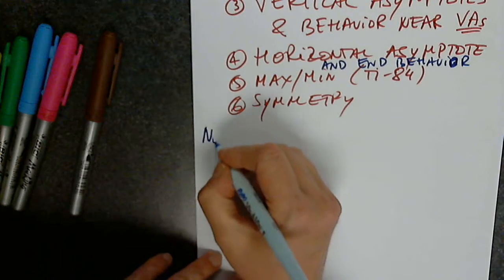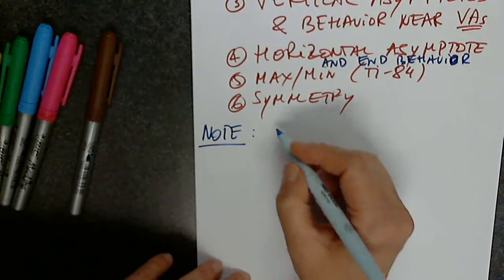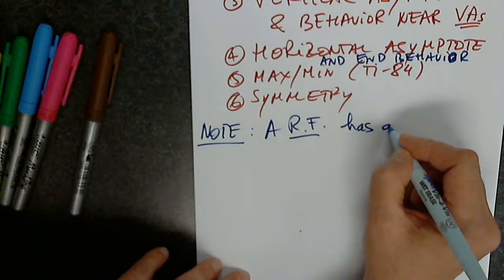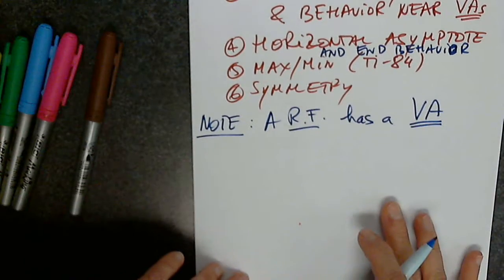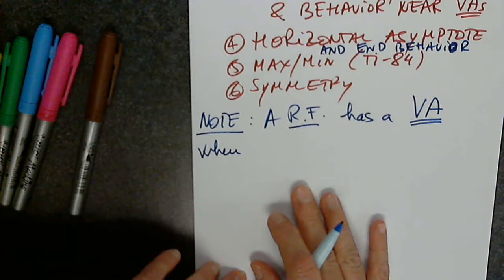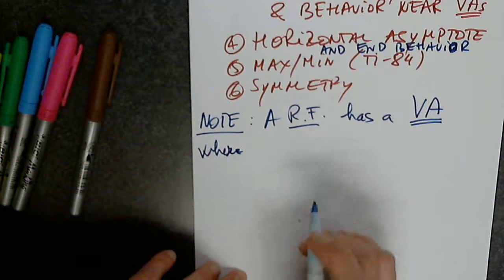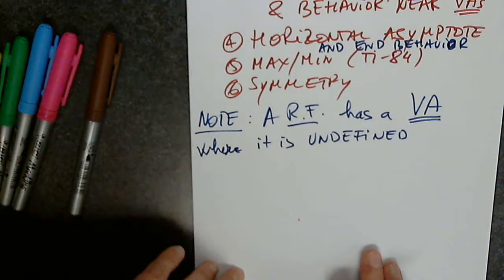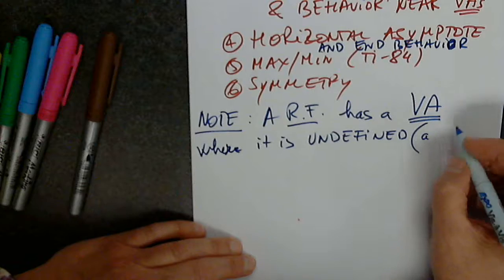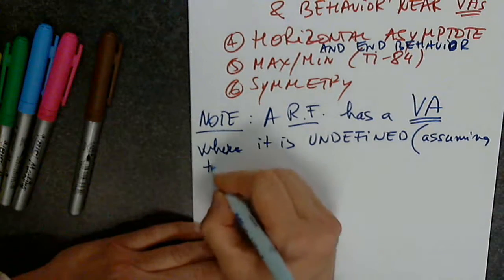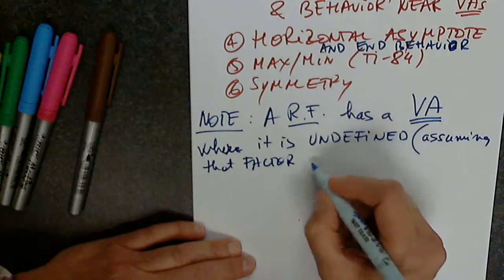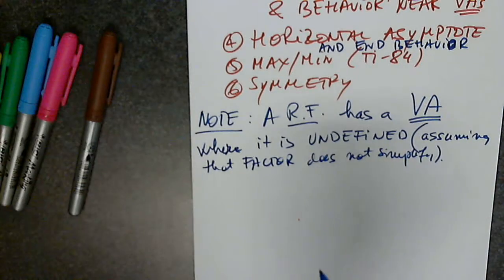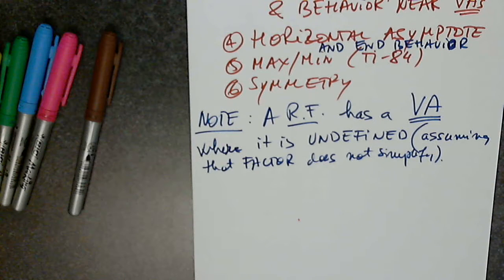Note: a rational function, RF, has a VA, a vertical asymptote, where it is undefined. I have to be honest and write something in parentheses: assuming that factor does not simplify. I'll come back and show an example in which it does simplify, and I'll explain what happens there.